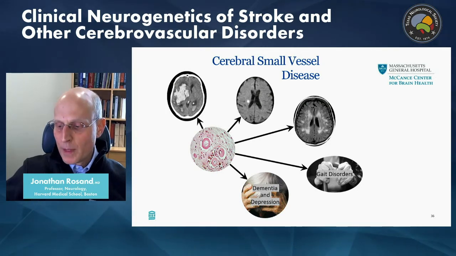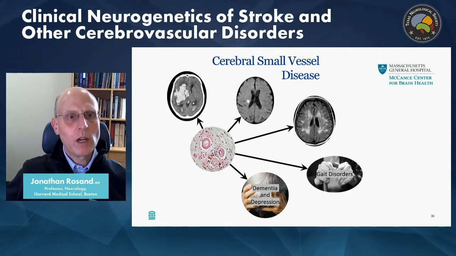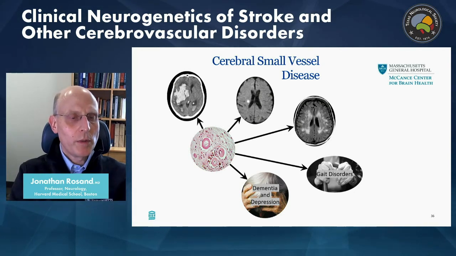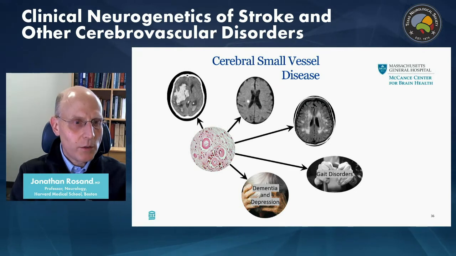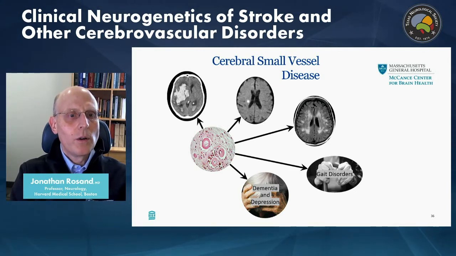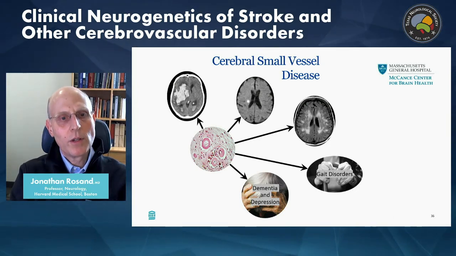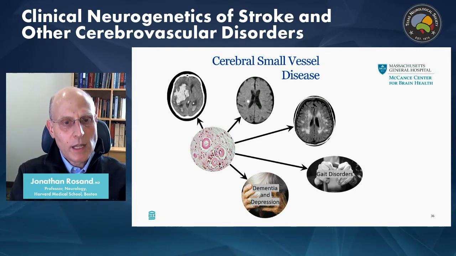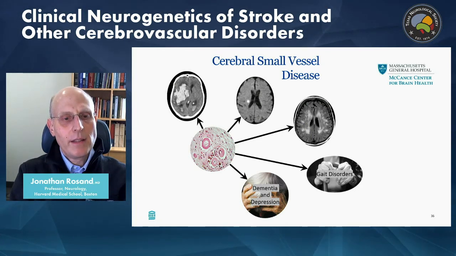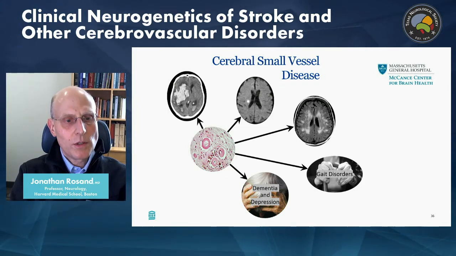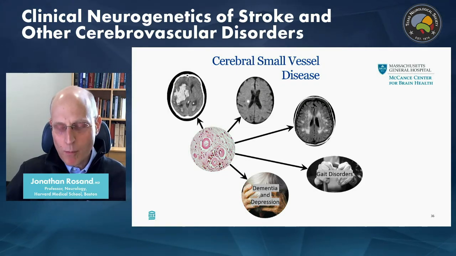As a bit of background, we think of cerebral small vessel disease as the most common cerebrovascular pathology. It's age associated, and it manifests in a number of ways, including, of course, hemorrhagic stroke, also commonly called lacunar stroke or small penetrator stroke, white matter hyperintensities on MRI, and then clinically, in addition to causing stroke syndromes, gait disorders, dementia, and depression.